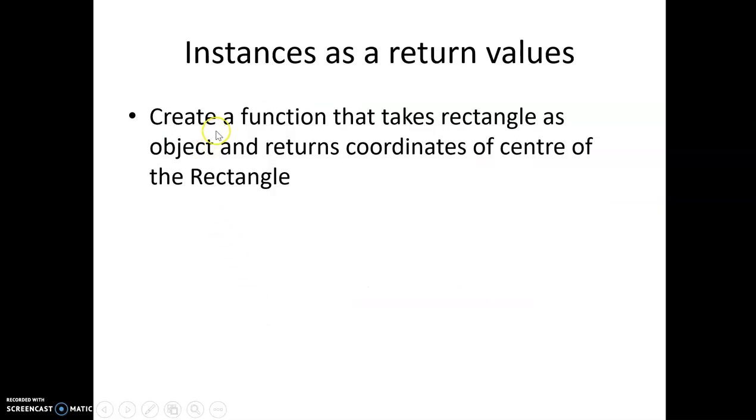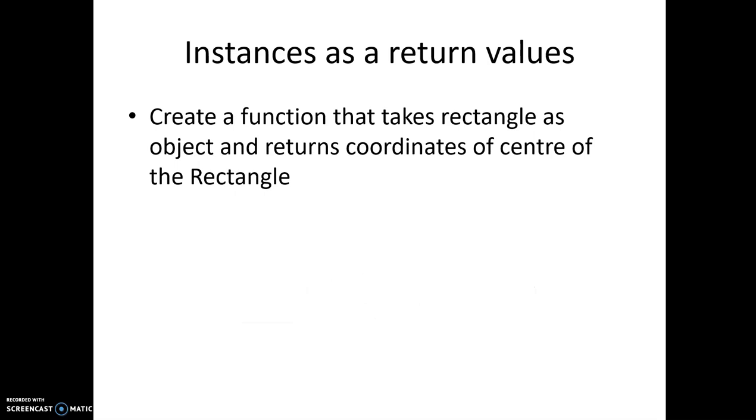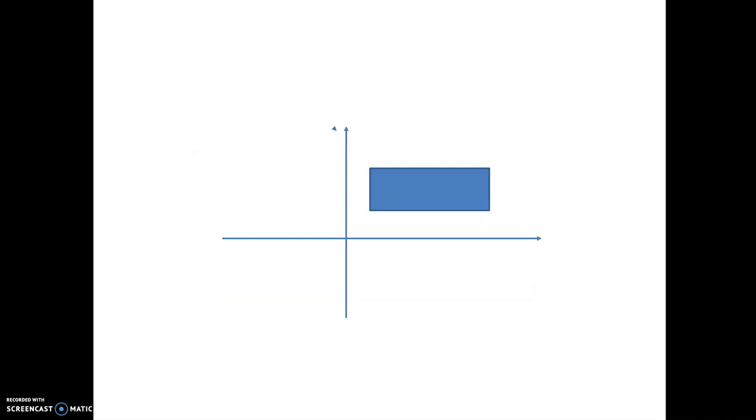Now we need to create a function that takes the rectangle as an object and returns the coordinates of the center of the rectangle, which is very simple. Before this, first try to understand what has been asked in this function. If it is a rectangle, you need to print the center point of this rectangle, not the corner from where you started the construction. Instead of this, you have to print the center of this rectangle.